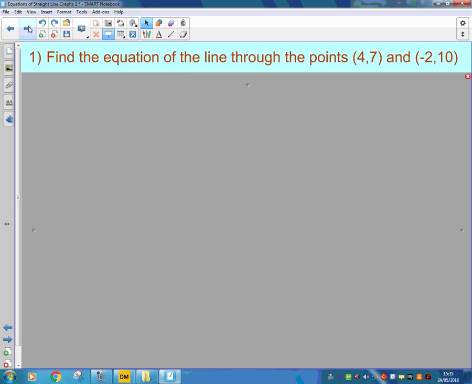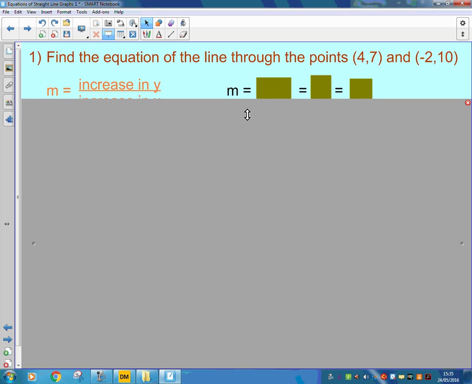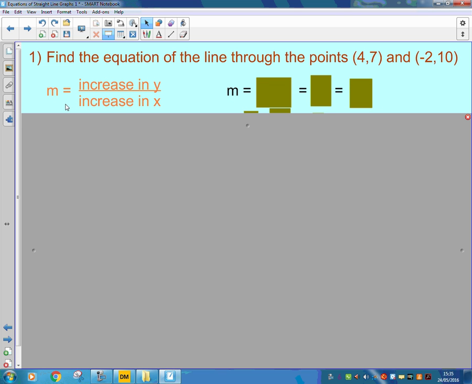Right, let's try some questions. First, find the equation of a line through the points (4, 7) and (minus 2, 10). You notice this time we haven't got the graph drawn. So we use the equation.